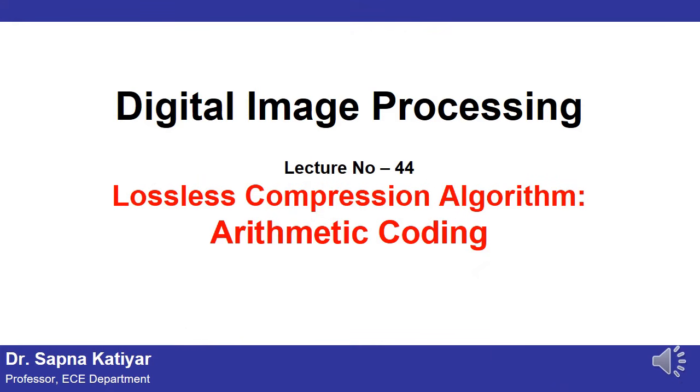Welcome to the video lecture series of digital image processing. Today's topic is arithmetic coding. Arithmetic coding is also a type of lossless compression algorithm. As you are aware, in case of lossless image compression algorithm, no data loss occurs.